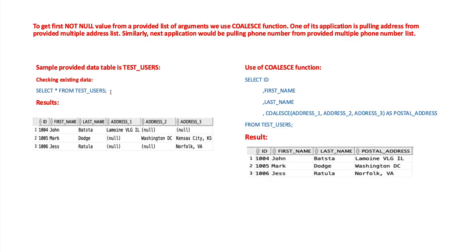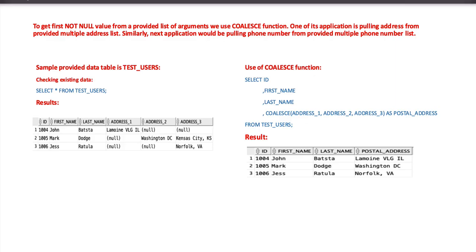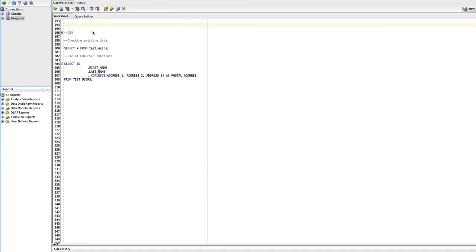Let me run this set of code in our Oracle developer window and observe the result. This is the Oracle developer window where I am going to run the code which I explained before. First of all, let me check data from the provided table, test_users. Select star from test_users. Let me run this code.